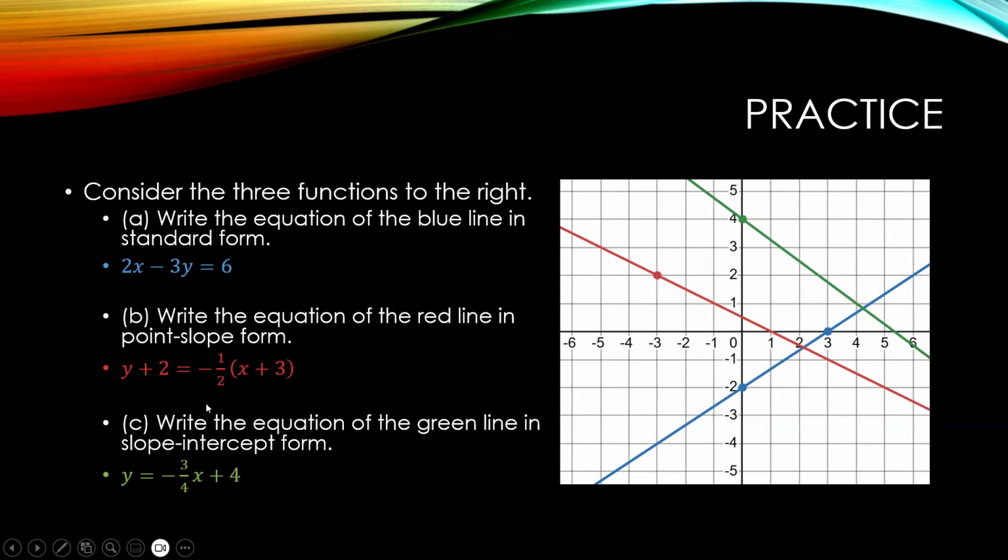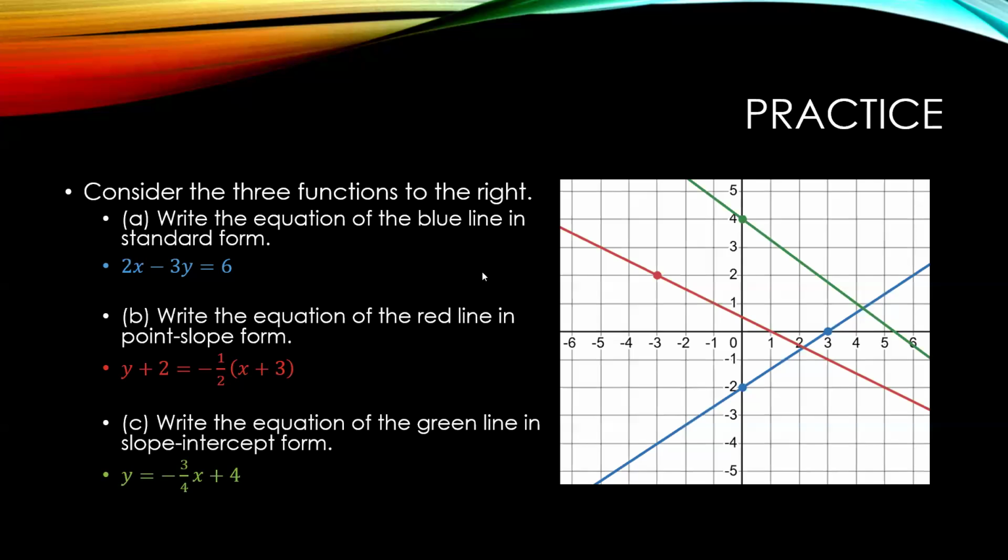I should always double check before I record. The point is negative 3 and 2. The format for point slope form is y minus y1. Since our y1 is a 2, this should be y minus 2 equals negative 1/2 times x plus 3, because minus a negative 3 is going to bring it up here.